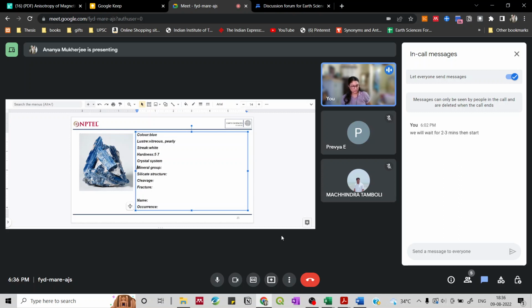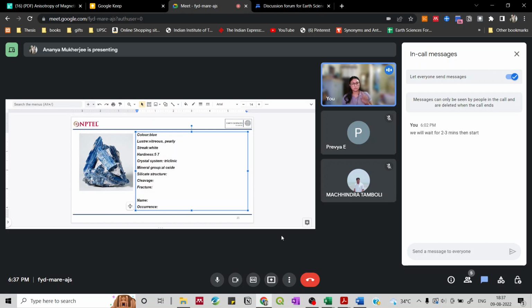So this belongs to the crystal system of triclinic, where all three axes are at different angles and different lengths. Okay. Mineral group, this is actually aluminium oxide. Okay. So this is an oxide mineral. So it has no silicate structure, and its cleavage is there, it shows a good cleavage. Okay, just remember, it shows a good cleavage.